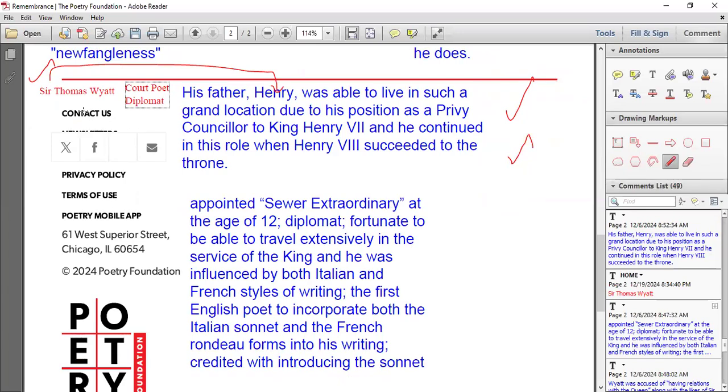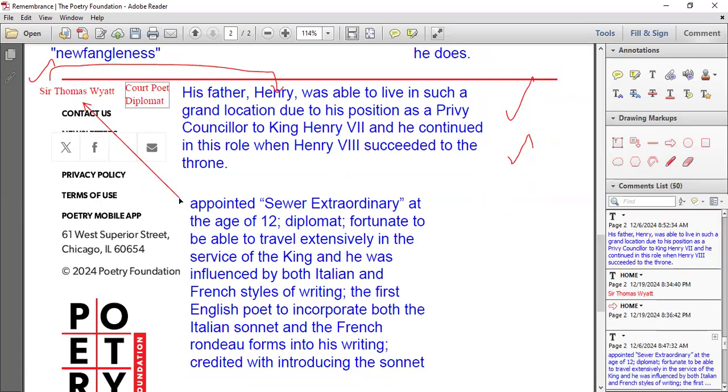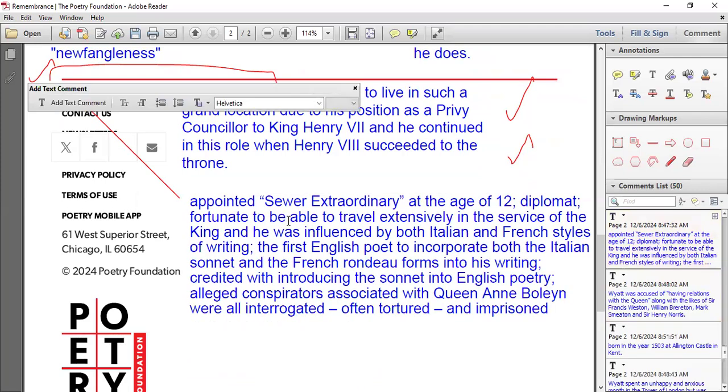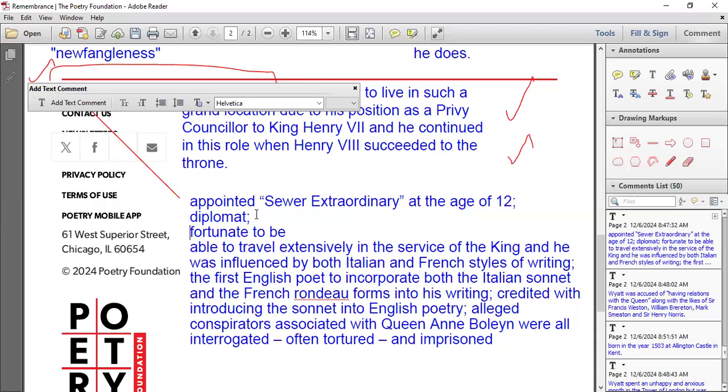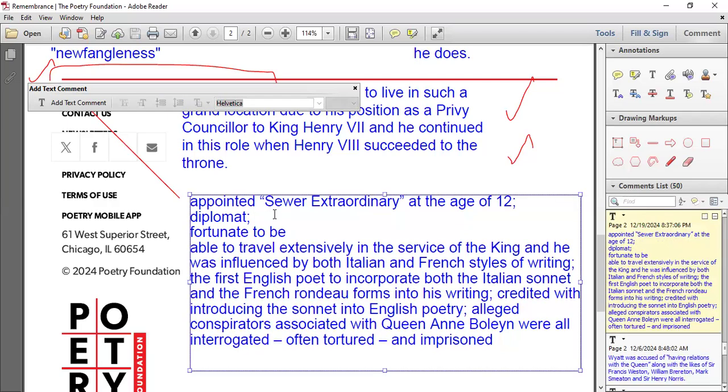And coming to Sir Thomas Wyatt, you have heard something about the father, so say something about Sir Thomas Wyatt. You may ask such a question. Even at the very young age of 12, he was appointed in civil service, as super extraordinary. It was a civil service position. And then he was also appointed as a diplomat. Diplomat in the modern term means the External Affairs Minister.